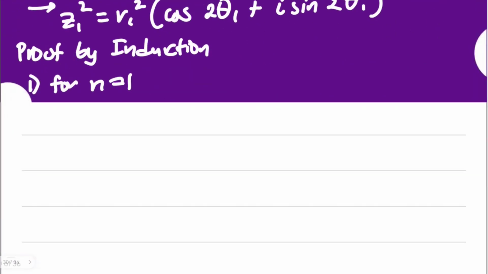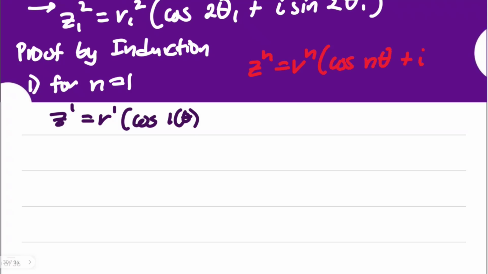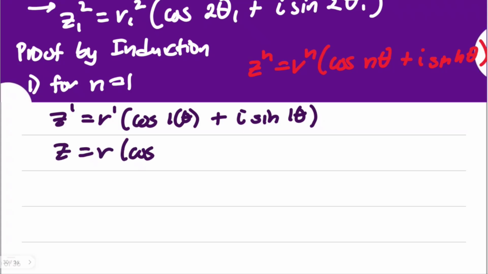So for n is equal to 1, z to the power of 1 is equal to r to the power of 1 times cosine of 1 times theta, because what we're trying to show here is this. Let me write it here: z to the power of n equals r to the power of n, cosine n theta plus i sine n theta. So if n is equal to 1, we have plus i sine 1 theta, right? This is actually equal to z is equal to r cosine theta plus i sine theta. And this is actually true.